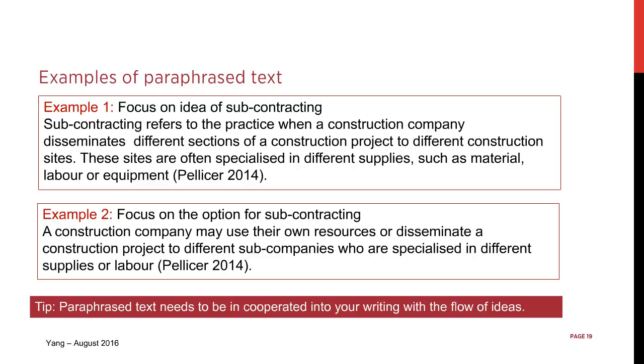Example 2, which focuses on the option for subcontracting. A construction company may use their own resources or disseminate a construction project to different sub-companies who are specialized in different supplies or labor. As a tip, paraphrase text needs to be incorporated into your writing with the flow of ideas. Also, always remember to reference the original source.